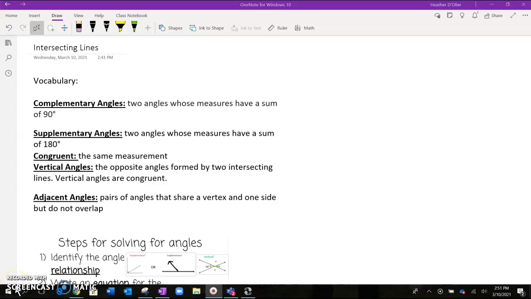Hi, friends. I'm here to talk to you about intersecting lines, okay? Because we struggled a little bit today, and we got this. We can go over this.